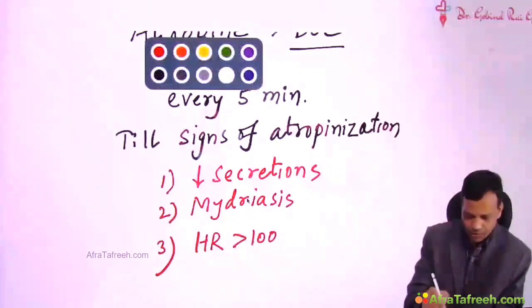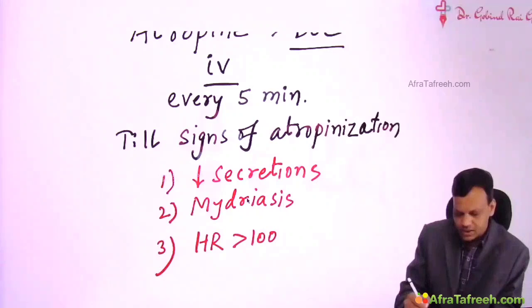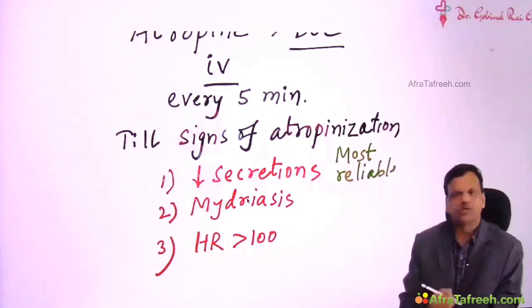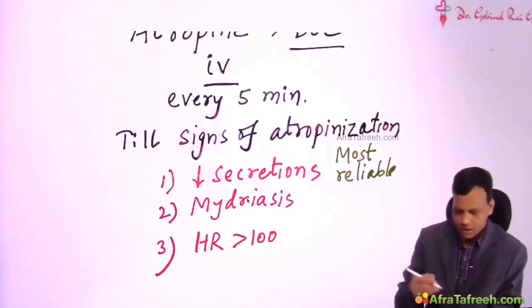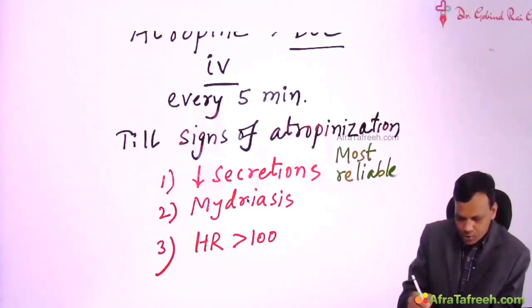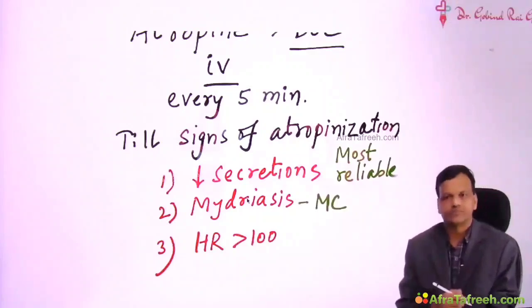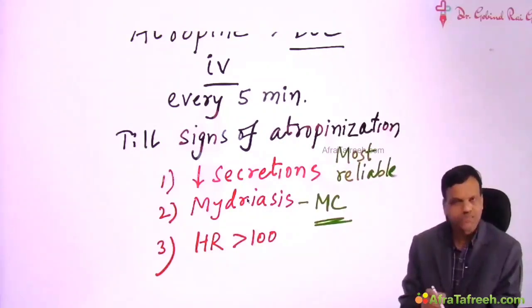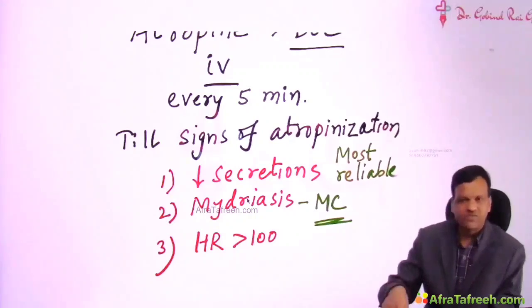Regarding MCQs, you need to remember decrease in secretions is the most reliable sign of atropinization. Most reliable sign, or you can say most specific sign. Mydriasis is the most commonly used sign of atropinization. So the most commonly used sign is mydriasis, but the most reliable is a decrease in secretions. Clinically, we check all 3. So we keep on giving atropine until all 3 come. That means that we have saved our patient.